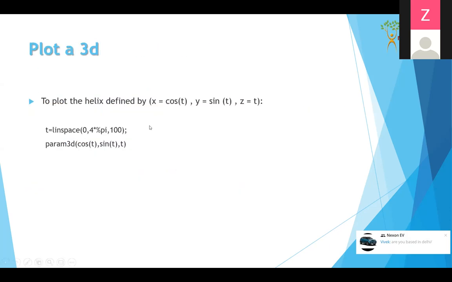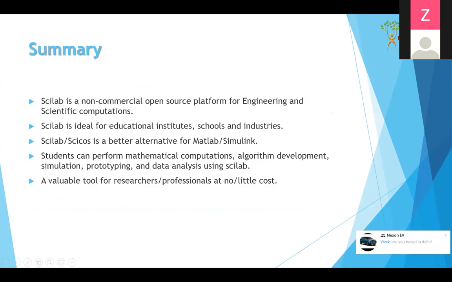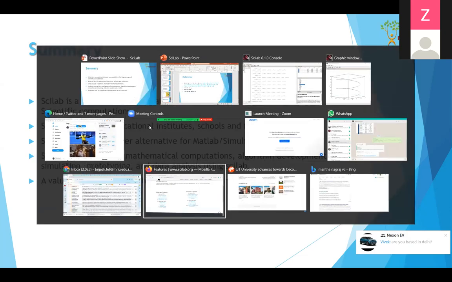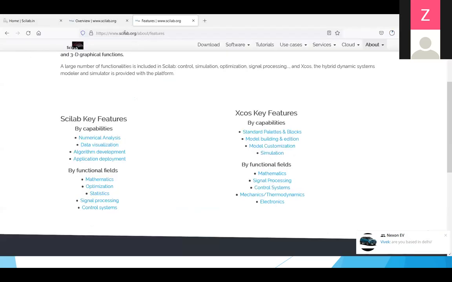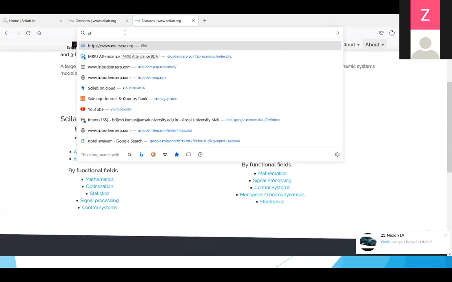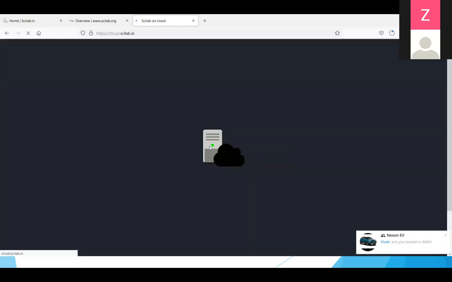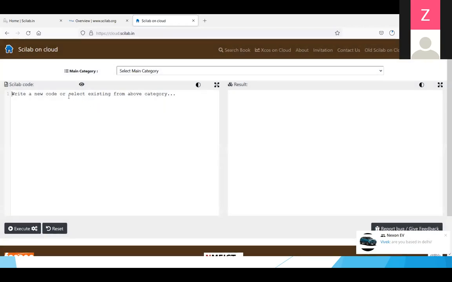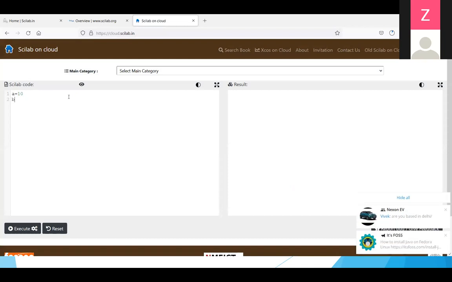Before saying a final thank you, I wanted to show you the online cloud platform. This is cloud.scilab.in. On the left hand side, we can write the programs, say a equal to 10, b equal to 20, and c equal to a plus b, and execute it, and the results will be displayed on the right hand side.